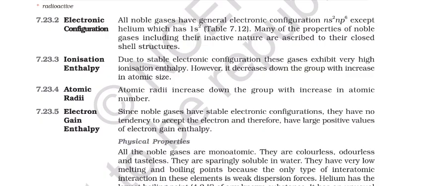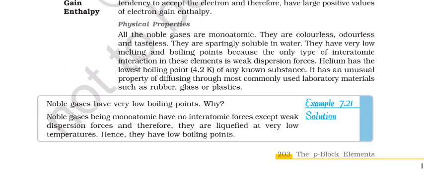Atomic radii increase down the group with increase in atomic number. Electron gain enthalpy: since noble gases have stable electronic configuration, they have no tendency to accept an electron and therefore have a large positive value of electron gain enthalpy. Physical properties: all the noble gases are monoatomic. They are colorless, odorless, and tasteless. They are sparingly soluble in water. They have very low melting and boiling points.